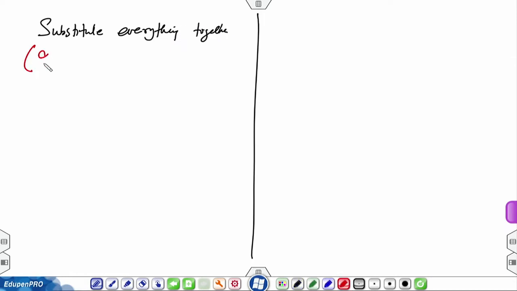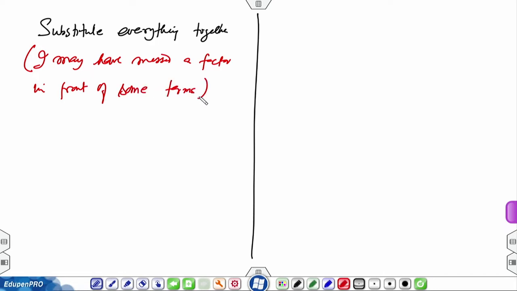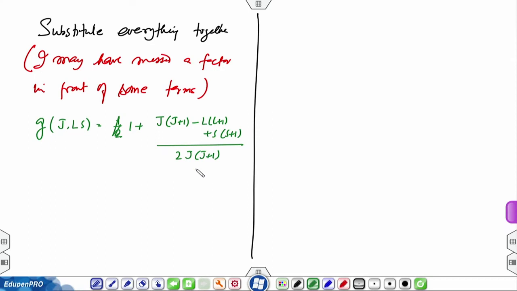And let me warn you here, I may have missed a factor in front of some terms, you are going to get G_JLS equals 1 plus J(J plus 1) minus L(L plus 1) plus S(S plus 1) divided by 2J(J plus 1), which can also be written as 3 by 2 plus S(S plus 1) minus L(L plus 1) divided by 2J(J plus 1).